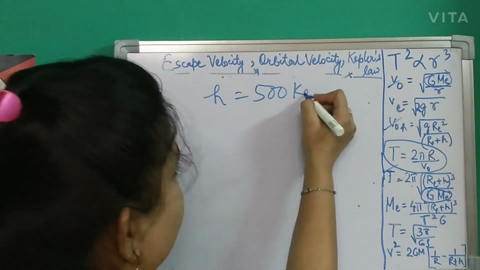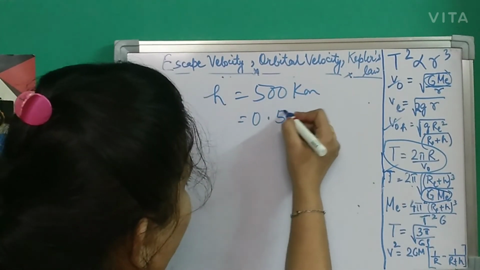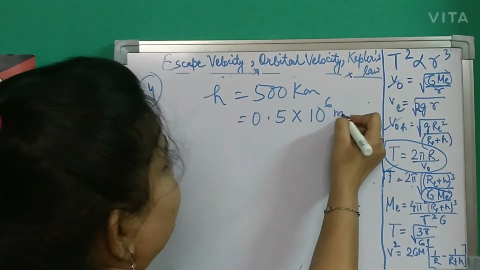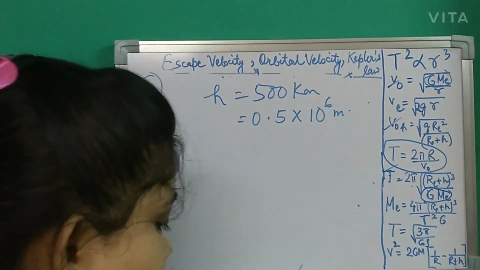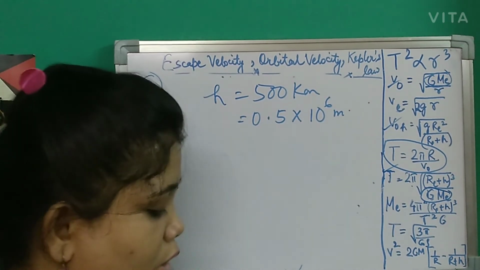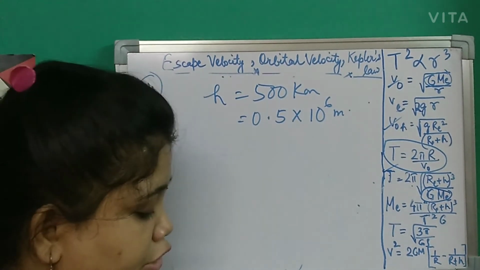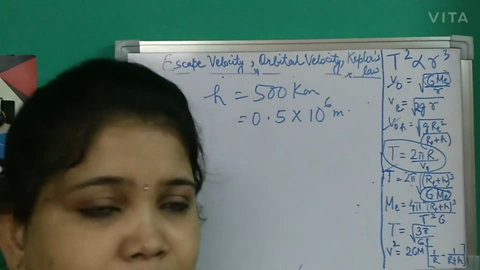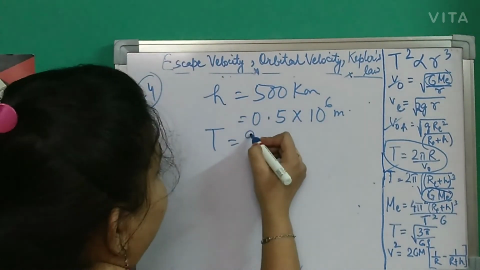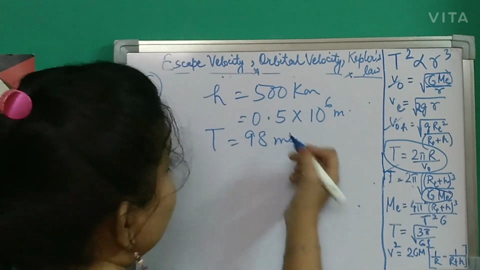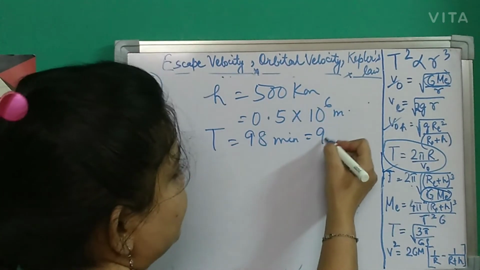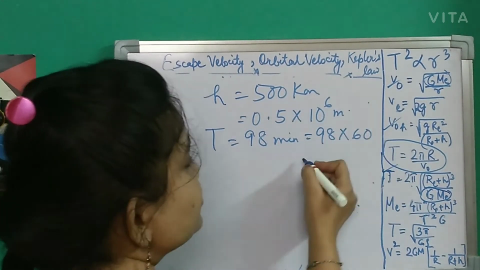So what is sum number 24? An artificial satellite is revolving at a height of 500 km. That means H is given as 500 km. So obviously 500 km we can write as 0.5 into 10 to the 6 meter. Next, it is given in a circular orbit, completing one revolution in 98 minutes. That means time period T is given as 98 minutes. As I told you earlier, convert minutes into seconds, that means 98 into 60.